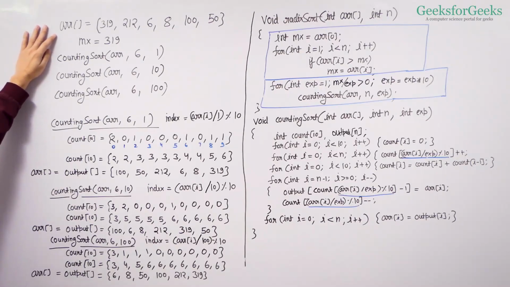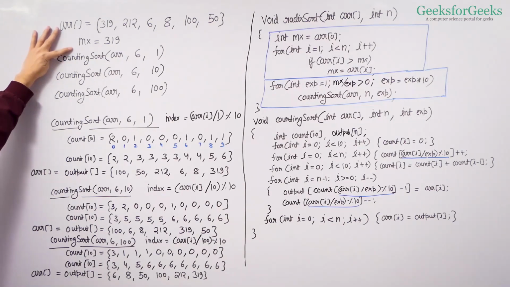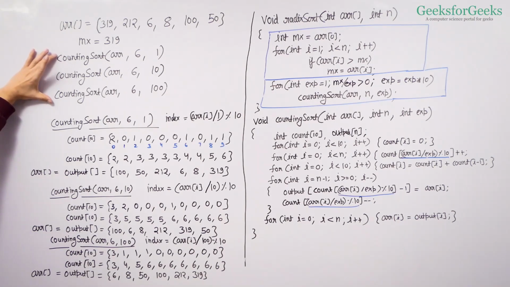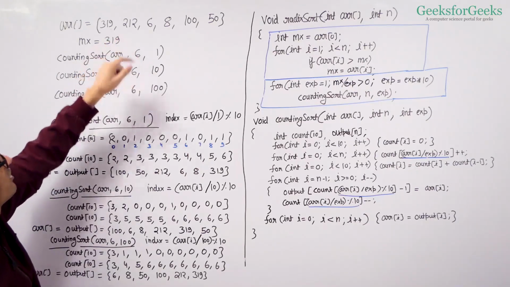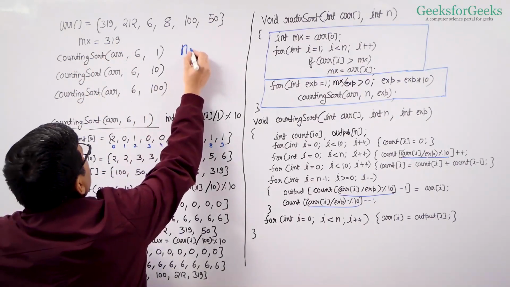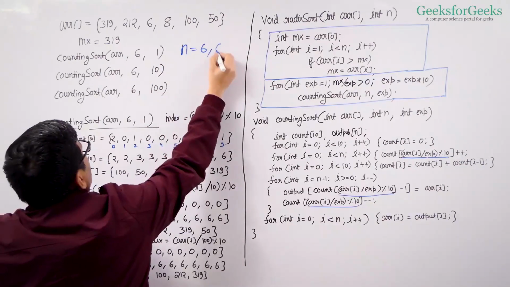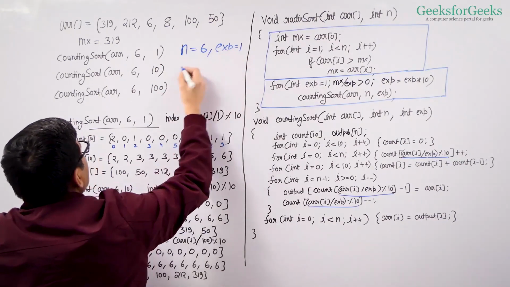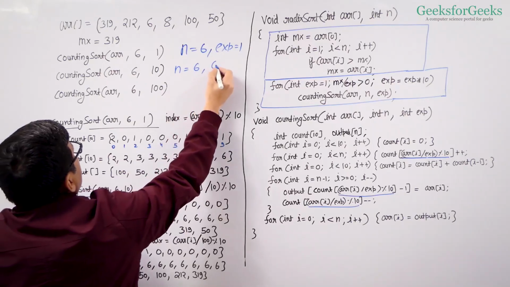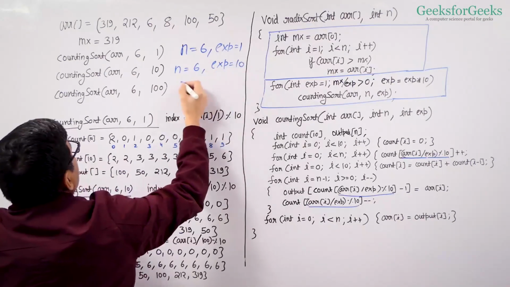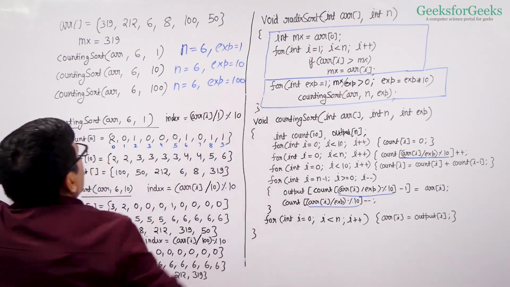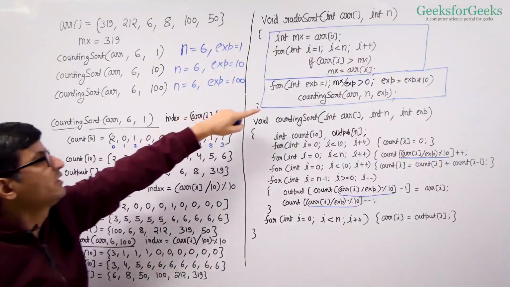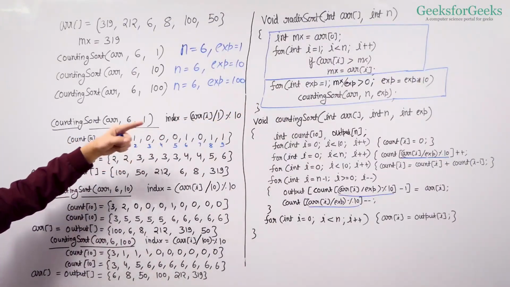So this is our example. Our first step is to find the maximum element mx, which is 319. Now we are going to run a loop, and inside this loop we are going to call counting sort 3 times with arr. Size of array is 6. So this 6 value is actually n, n is 6, and exp is 1 in this call. In this call, n is again 6 and exp is 10. Here n is 6 and exp is 100. So these 3 calls we make inside this loop.